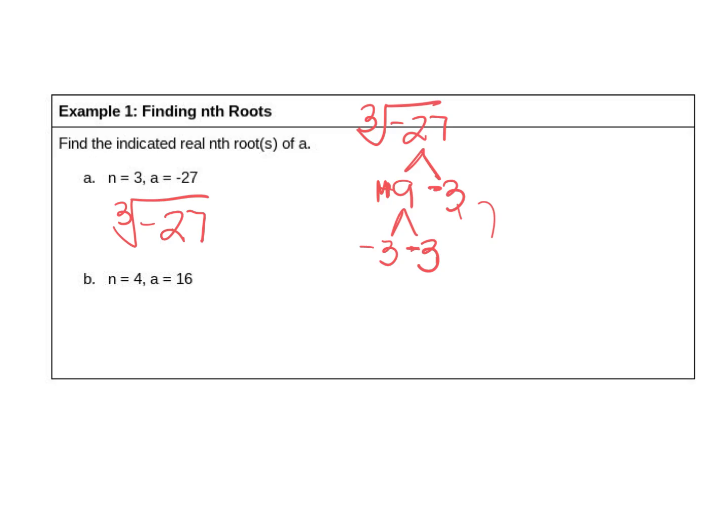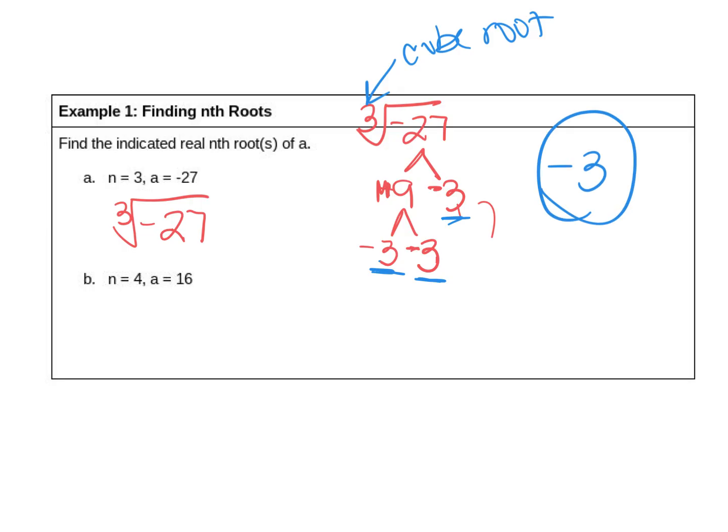Because -3 times -3 is 9. 9 times -3 is -27. So, the indicated real nth root, we are finding a cube root. So we are looking for 3 of the same number. 1, 2, 3. And we're going to take one representative from that group. -3.